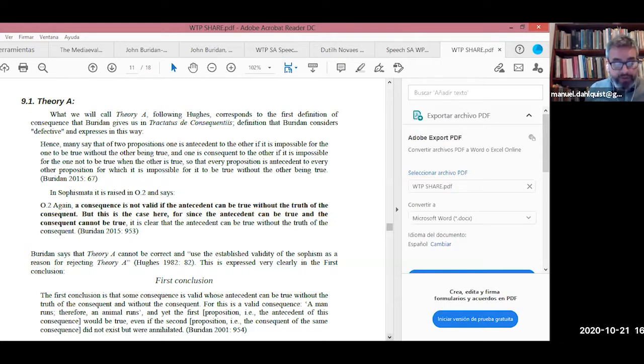But this definition is defective or incomplete because "every human is running, so some human is running" is a good consequence, but it's possible for the first to be true, the second not being true, when the second does not exist at all. This is Buridan's rejection of theory A, which is repeated in Sophismata.